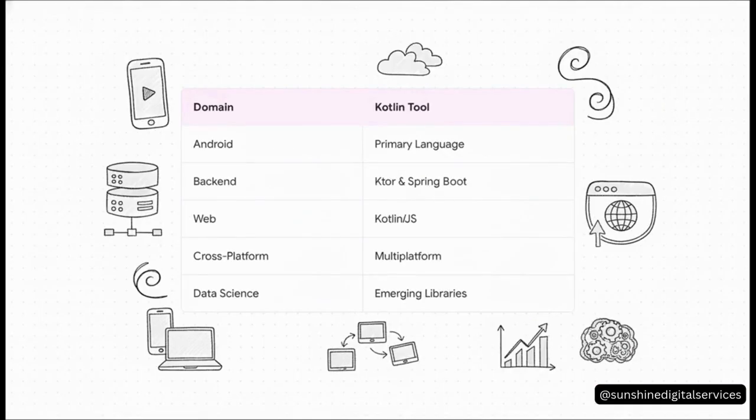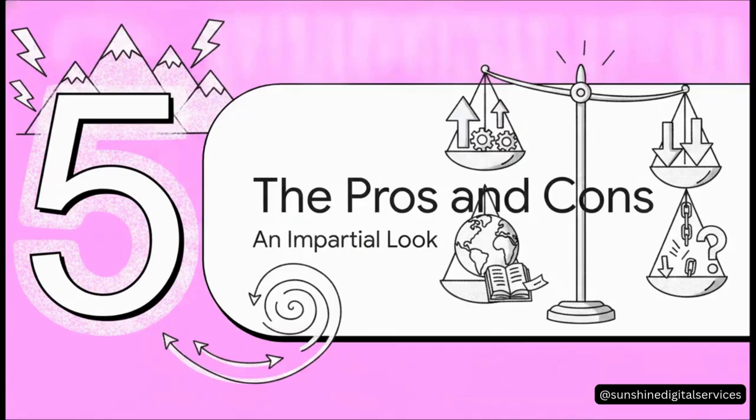Because Kotlin isn't just for Android apps, it actually spans across entire digital ecosystems. Yes, it's the primary language for Android, but look at backend development. Frameworks like Ktor and Spring Boot use Kotlin to create scalable, highly secure server-side applications. On the web, developers use Kotlin/JS to compile their code directly into JavaScript for interactive sites. For cross-platform needs, Kotlin Multiplatform lets teams share their business logic across Android, iOS, desktop, and web, which drastically cuts down development time and costs. And even in the complex, emerging world of data science and machine learning, Kotlin is providing brand new libraries and tools.